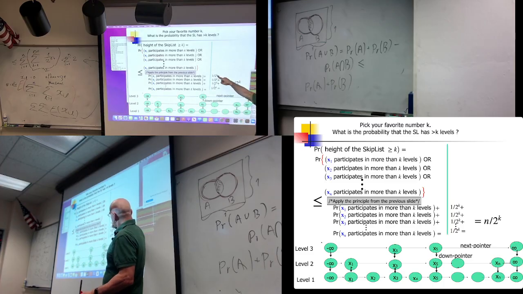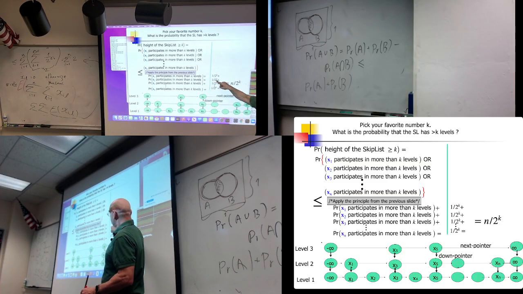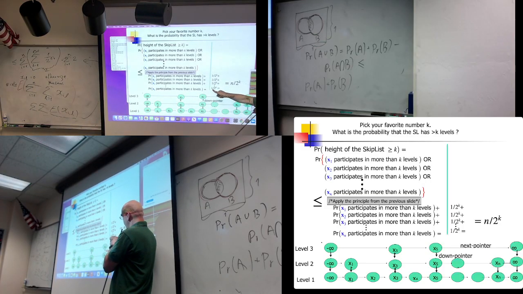Because the k-1 will not have any impact. What's the probability that x2 makes it to so many levels? Same thing. All the way up to the probability that xn makes it to so many levels: 1 over 2 to the k.